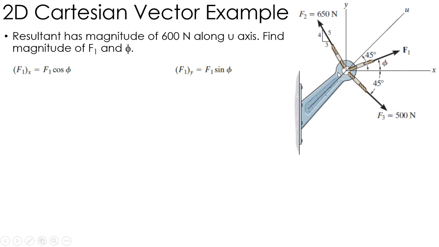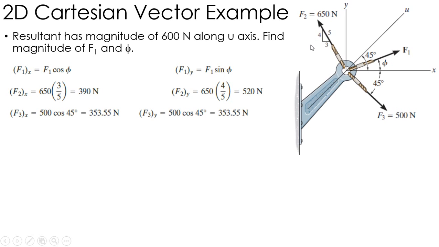Okay, so F2 is the 650 in the x direction, and it's going to be 3/5 because 3 is on the horizontal, 5 is along the hypotenuse, and that's heading in the negative x direction. So 3/5 times 650 is 390. The vertical is 4 over the hypotenuse, so 4/5 times 650 is 520, and that's in the positive y direction.